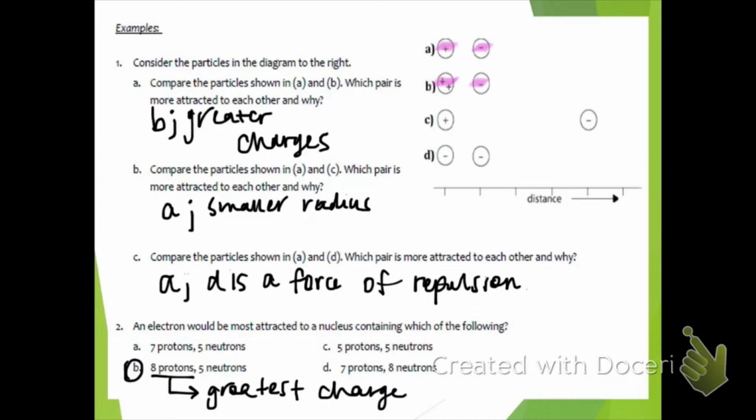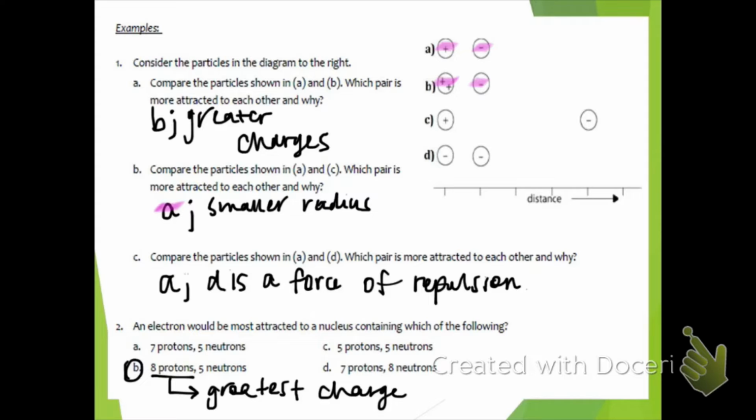If we're looking at part B, A is going to be more attracted because it has a smaller radius, so the closer together they are, the more attracted they'll be as well. So magnets, you can feel, like if you're holding a magnet up to the fridge, you can feel that attraction, that force, that pull start to happen as you get closer, but when you're really far away, you don't really feel it. So the closer you get, the more attraction that we have.